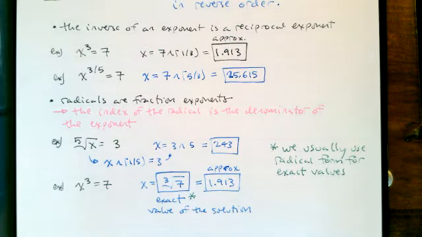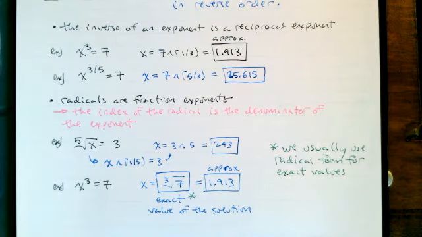All right, so the inverse of an exponent is a reciprocal exponent. Radicals are fraction exponents. The index of the radical is the denominator of the exponent. Usually, we'll use radical form for exact values rather than the fraction exponent form. As soon as we start doing radicals on our calculator, unless we have a nice exact value, like the square root of 4 is 2, then we're looking at an approximation.